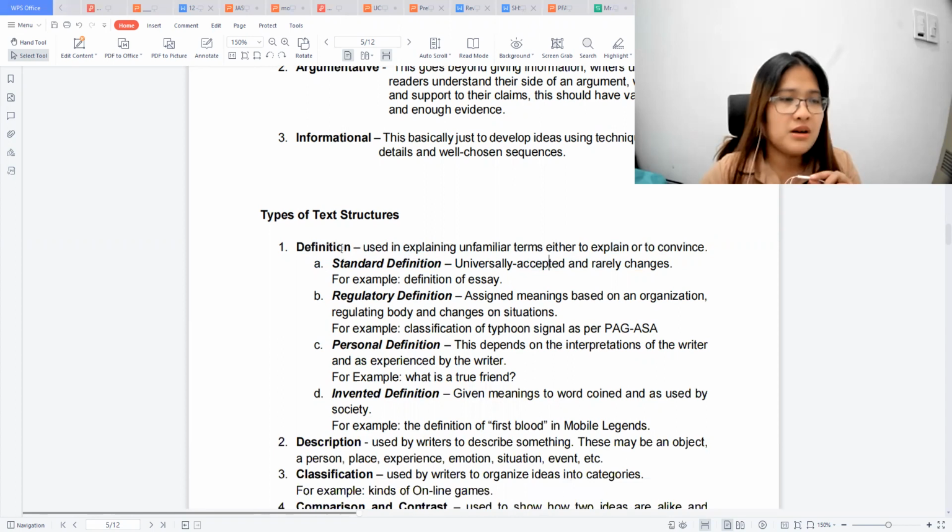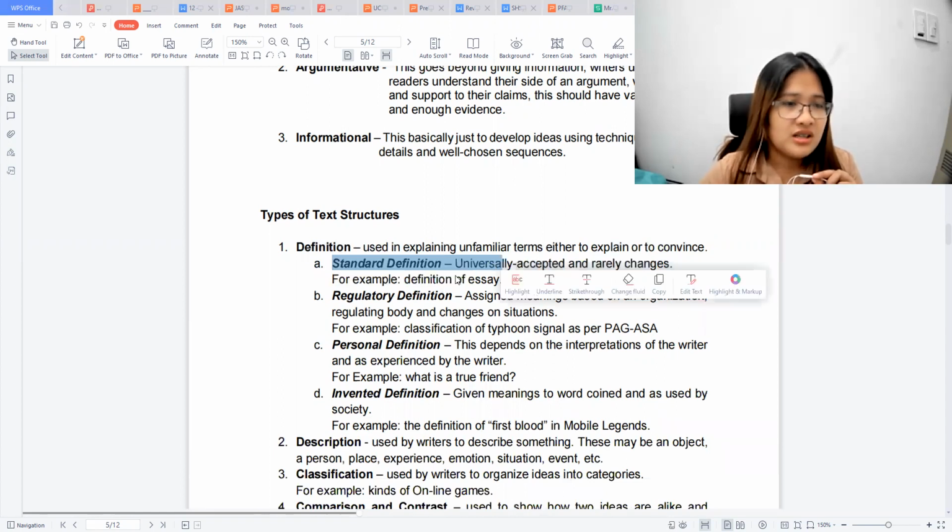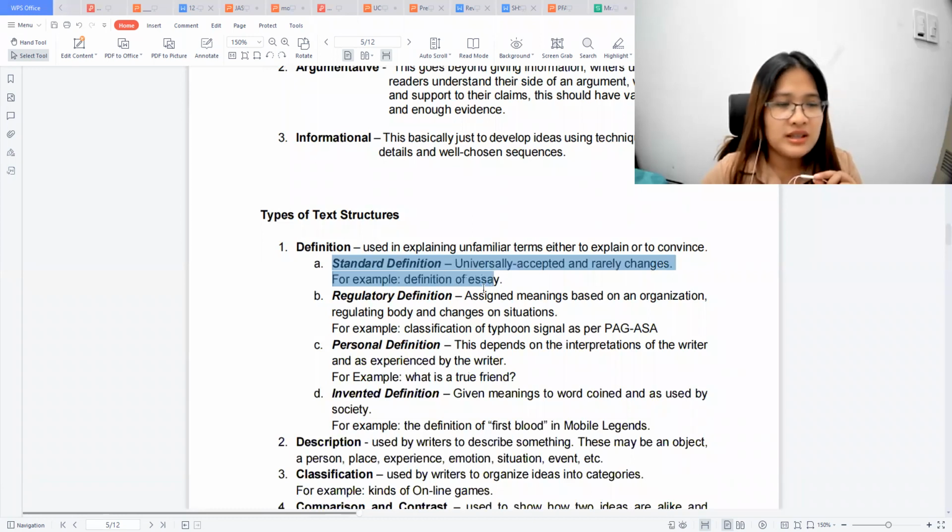So may mga iba't ibang uri ng definition. We have the standard definition. This is the universally accepted and this rarely changes. So saan mo usually mahanap ang standard definition? Starts with letter D. Okay, very good. Dictionary. Okay?